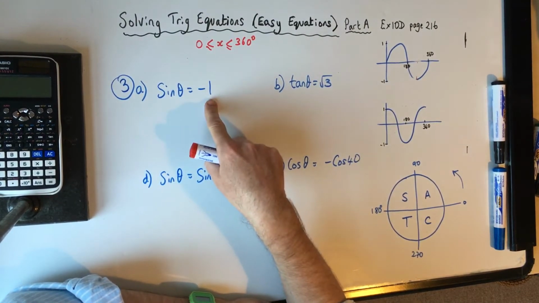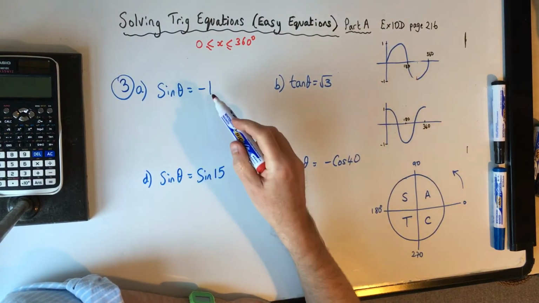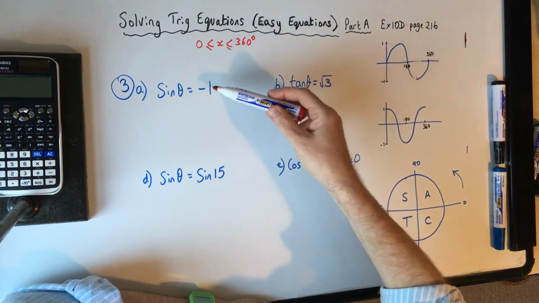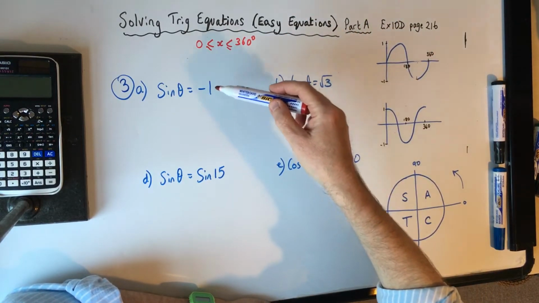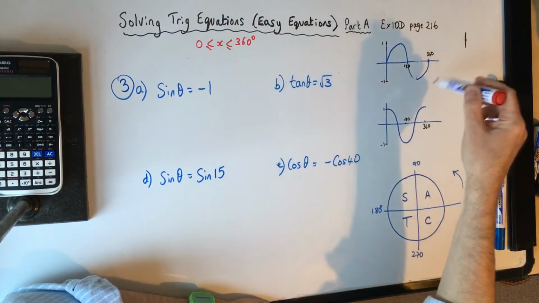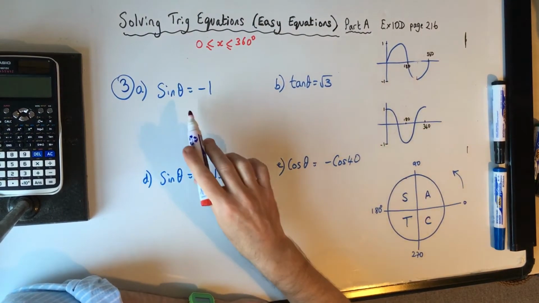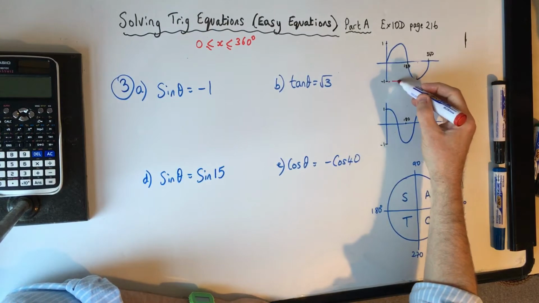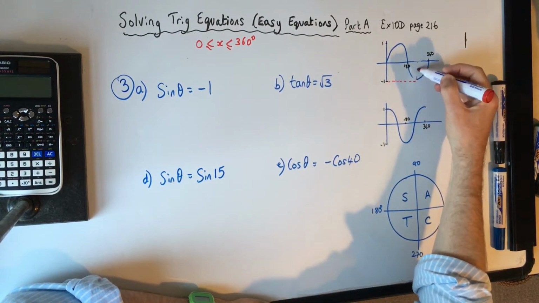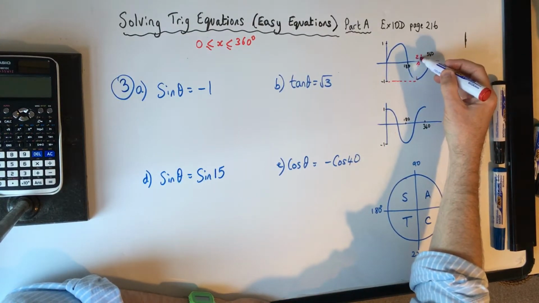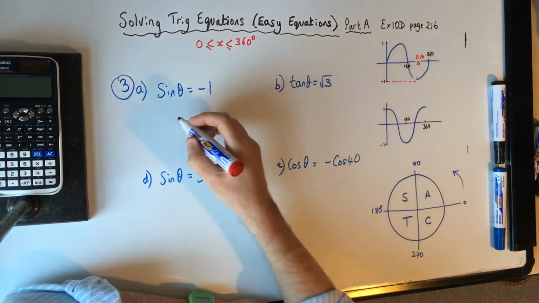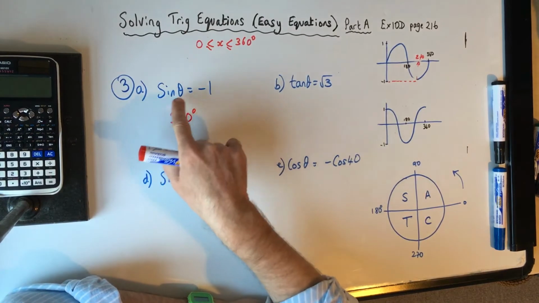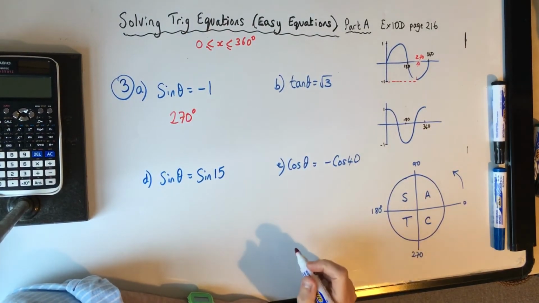Sine theta equals -1. At the limit, I don't use the CAST wheel. This is like 1 and -1. So when I get limits or values like 0, 1, -1, I always draw just a little graph to remind me. Sine of theta is equal to -1. What angle gives you -1? It's only one angle, and it's that one there, 270 degrees. So theta is 270 degrees. Sine of 270 degrees is -1.